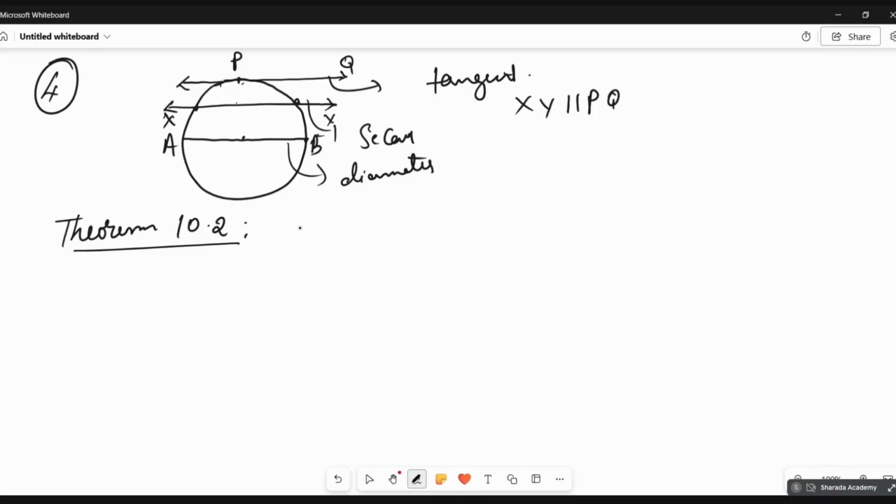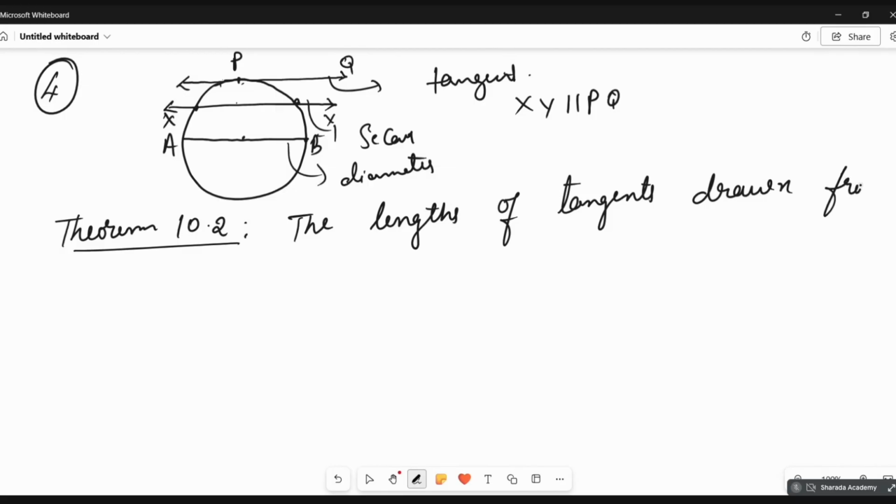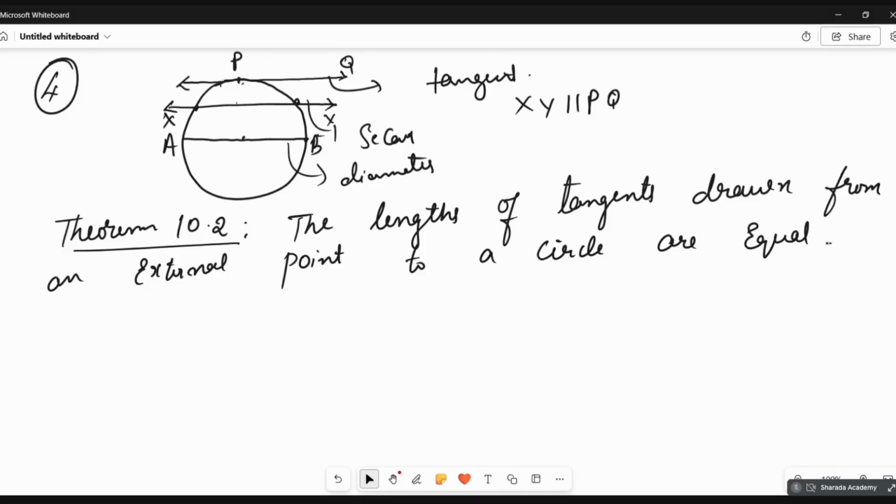Theorem 10.2, we prove this, right? The lengths of tangents drawn from an external point to a circle are equal. Okay. The lengths of the tangents drawn from an external point to the circle are equal. This is an important one.